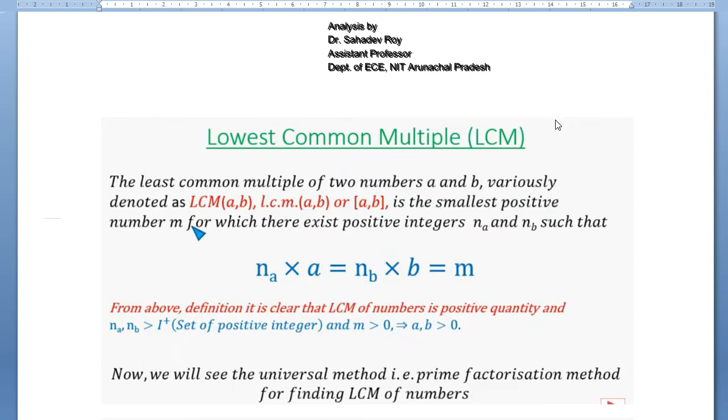Hello friends, today we analyze the lowest common multiple, that is LCM.